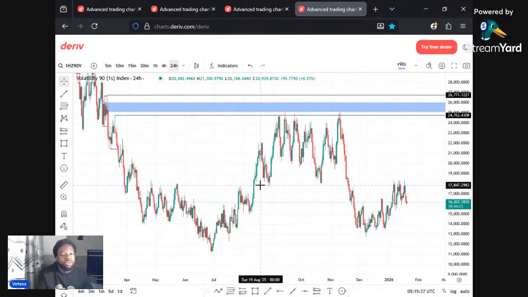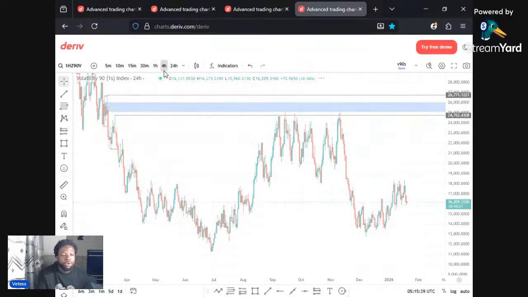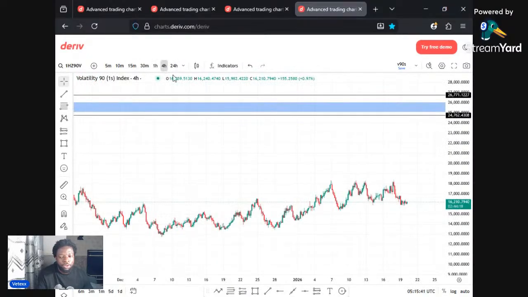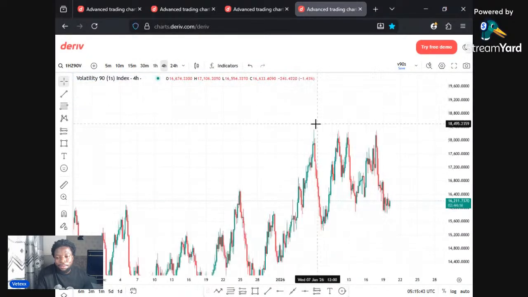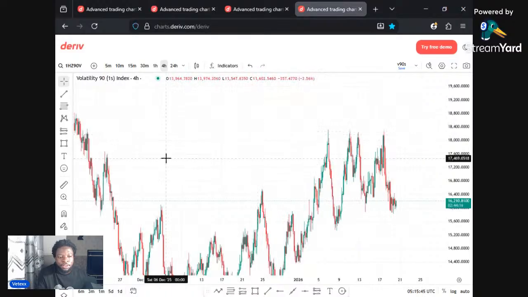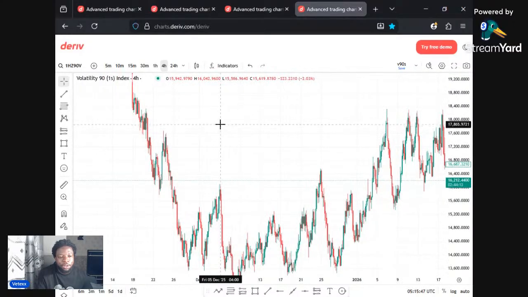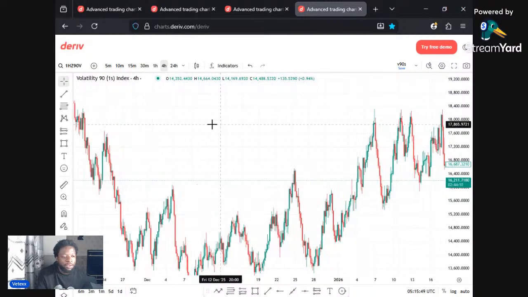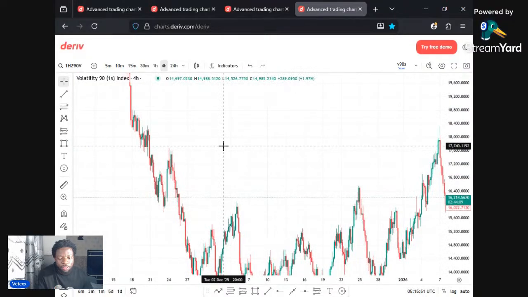Now we are going to scale down to the 4-hour time frame to look out for our structure, the same pattern we look out for on the 24-hour time frame. Remember, the 24-hour and weekly time frames are just there for us as direction, because we can't take trades on those time frames.